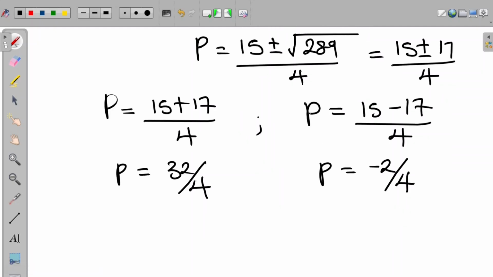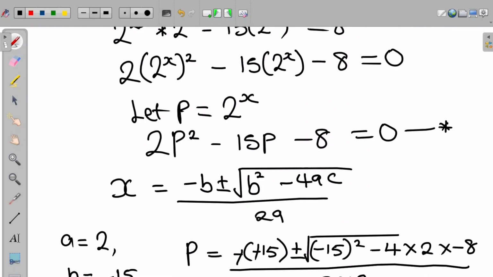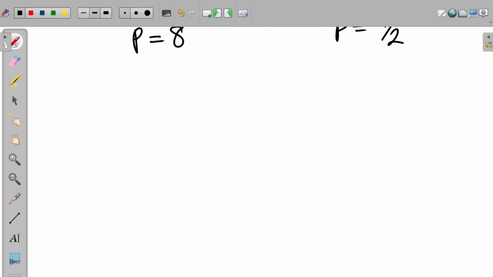So if 4 cancels out itself, 4 is 1. 32 divided by 4 is given as 8. So therefore, p is equal to 8. And here also, p is equal to minus 1 divided by 2. Now we have obtained the value of p. But recall that we said let p be equal to 2 to the power of x. So on that note, recall that p is equal to 2 to the power of x.